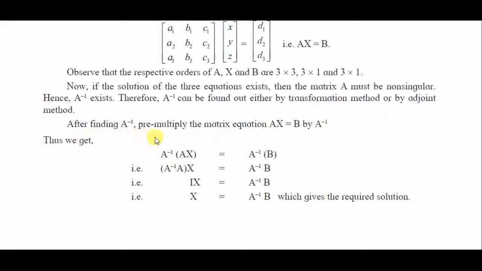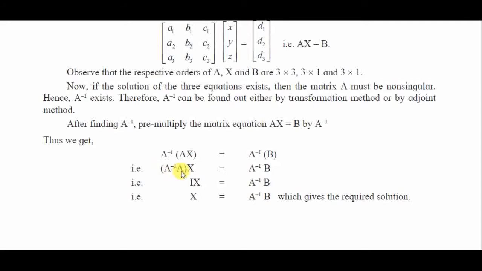After finding A inverse, pre-multiply the matrix equation AX is equal to B by A inverse. Pre-multiply is a very important thing. It means the multiplication should be from the left hand side on both sides, whereas post-multiplication means right hand side multiplication on both sides. But we always do pre-multiplication, that is left hand side multiplication of matrices. So A inverse multiplied with AX is equal to A inverse into B. So A inverse into A into X is equal to A inverse into B.